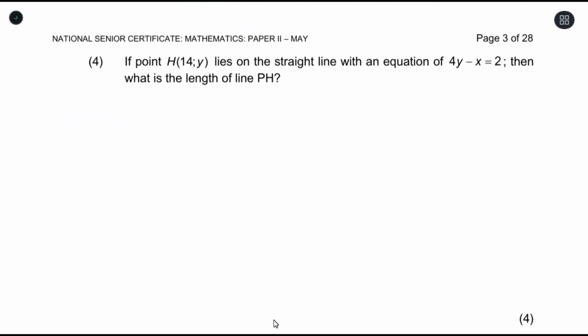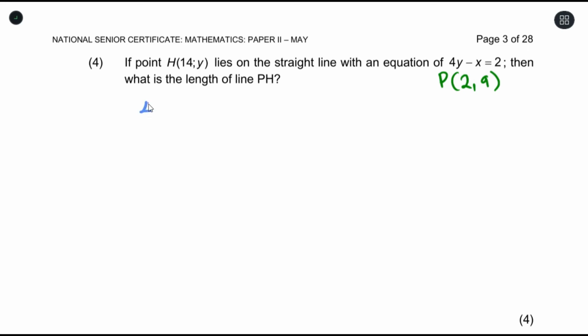Now question 4 says if a point H, which is (14, y), lies on the straight line with an equation of 4y minus x is equals to 2, then what is the length of PH? Now our coordinate of P is (2, 9). Now they tell you here that you have the x coordinate of H, but you don't have the y. Since you have the equation in which H is on, it can help you get the y. So what I'm just going to do is substitute this 14 in there.